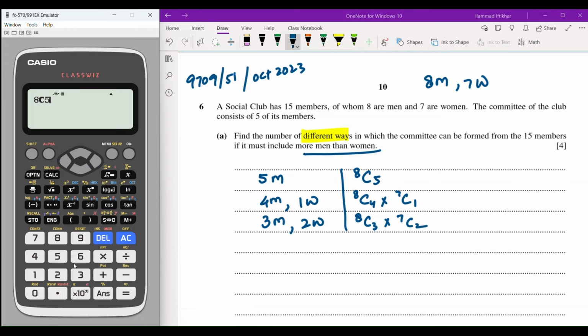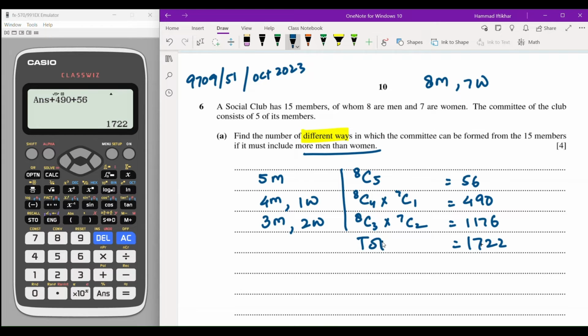8C5 is equal to 56. 8C4 times 7C1, that is 490. And 7C2 times 8C3, that is 1176. So adding 1176 plus 490 plus 56, that is 1722 number of ways.